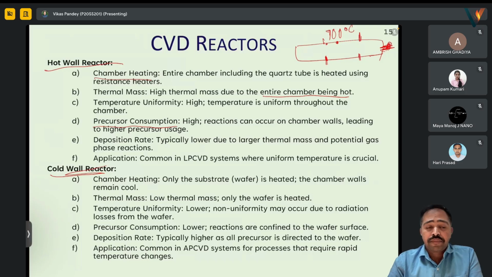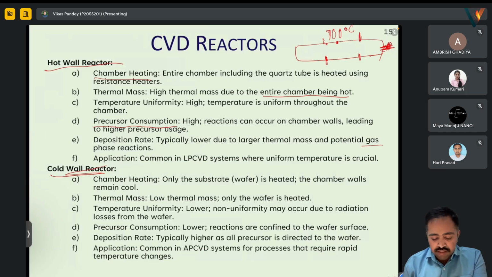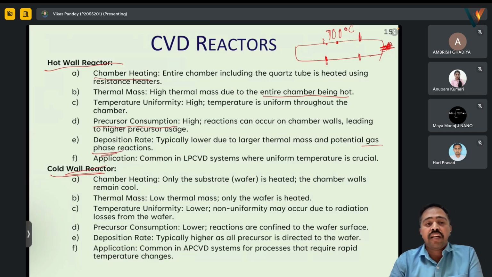And since this is a gas phase reaction, the deposition rate is not very high. Deposition will take place, but it will not be very high. It is generally used in LPCVD. We will talk about LPCVD just after 1, 2 slides. Okay. It is very common in case of LPCVD or low pressure CVDs.